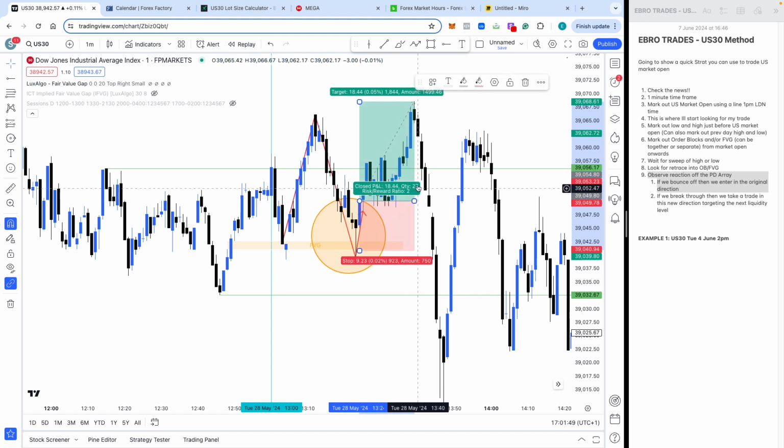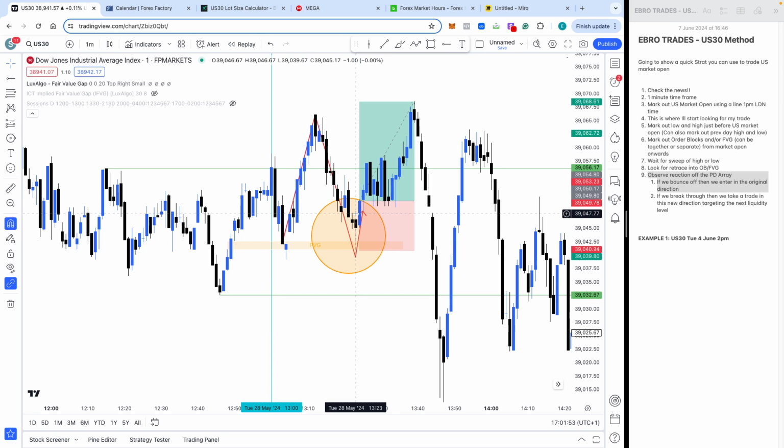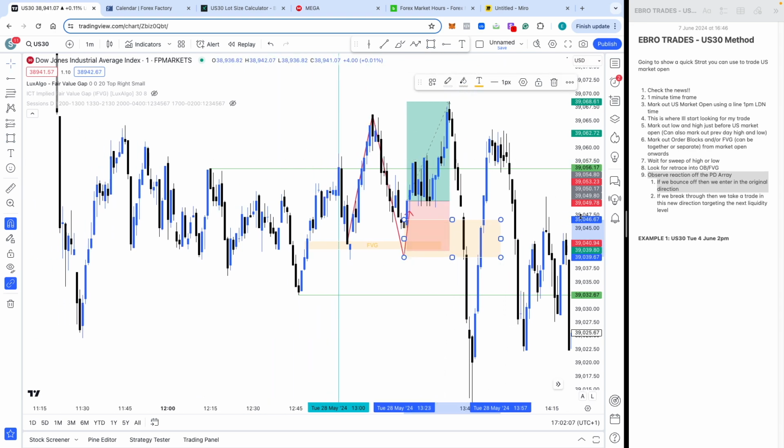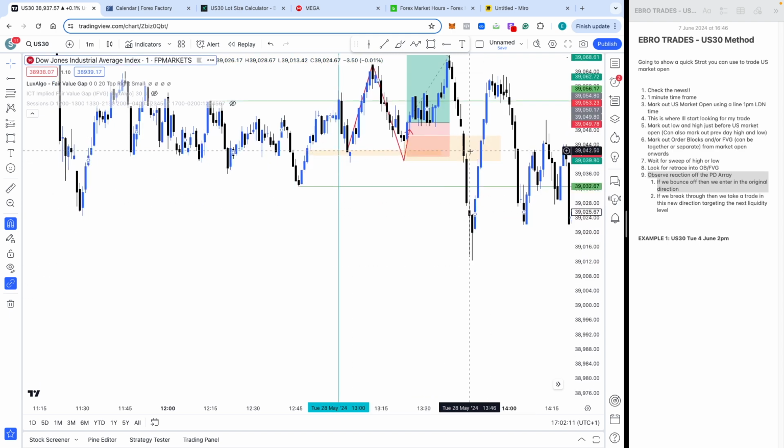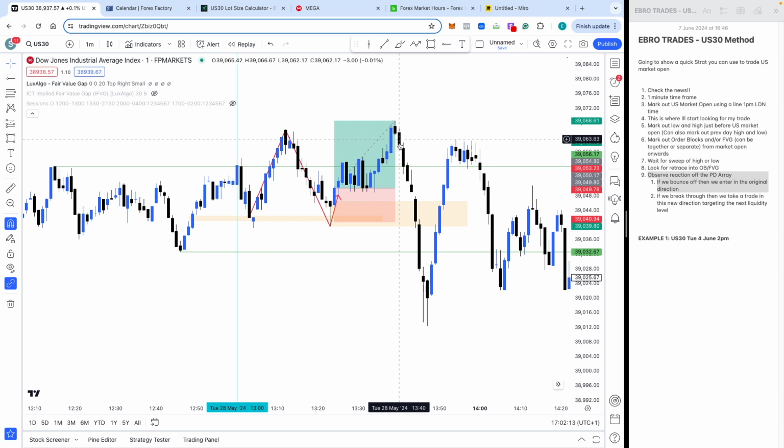We then wait. Okay, so you've taken your profits there. Now we come back to our fair value gap again, which you could also say is an order block as well. So let's get rid of this. Cool. So this is now an order block as well. Now we retrace back into the order block. We reject the order block. You can see here, we've rejected the order block.